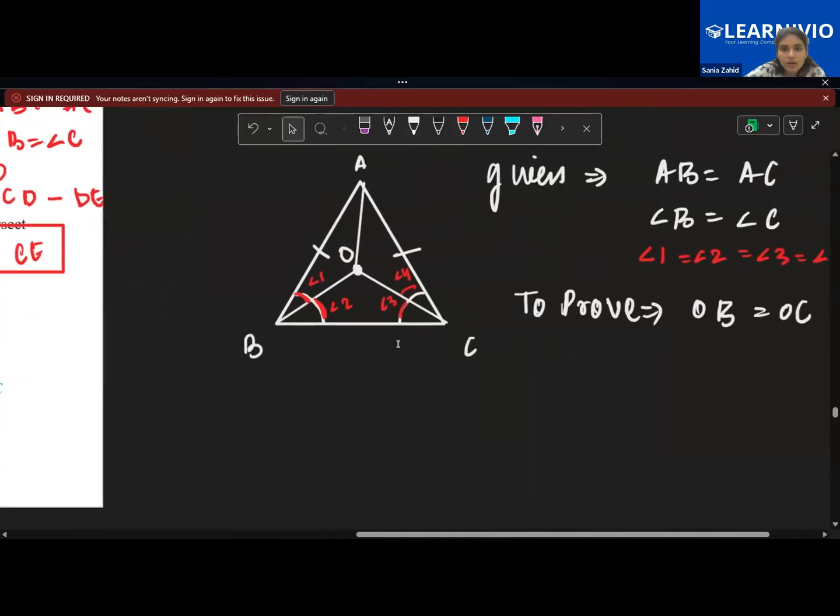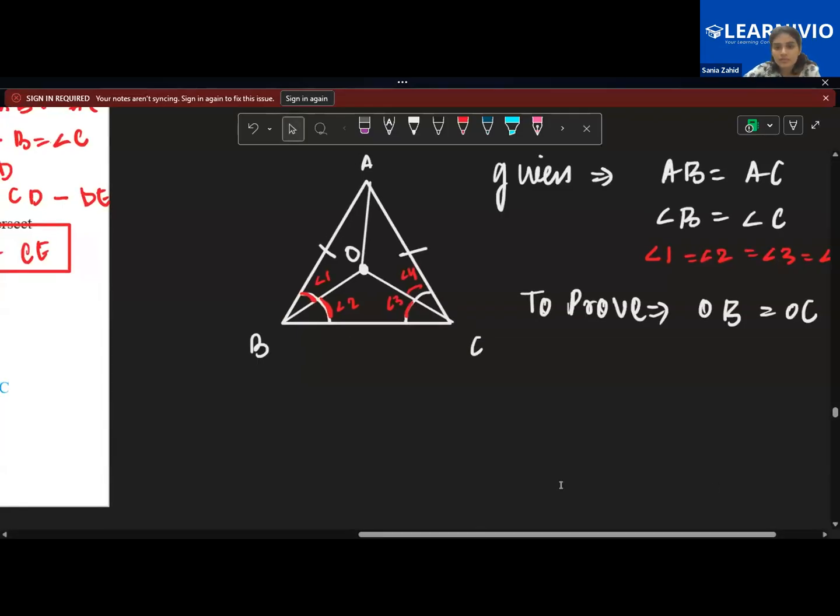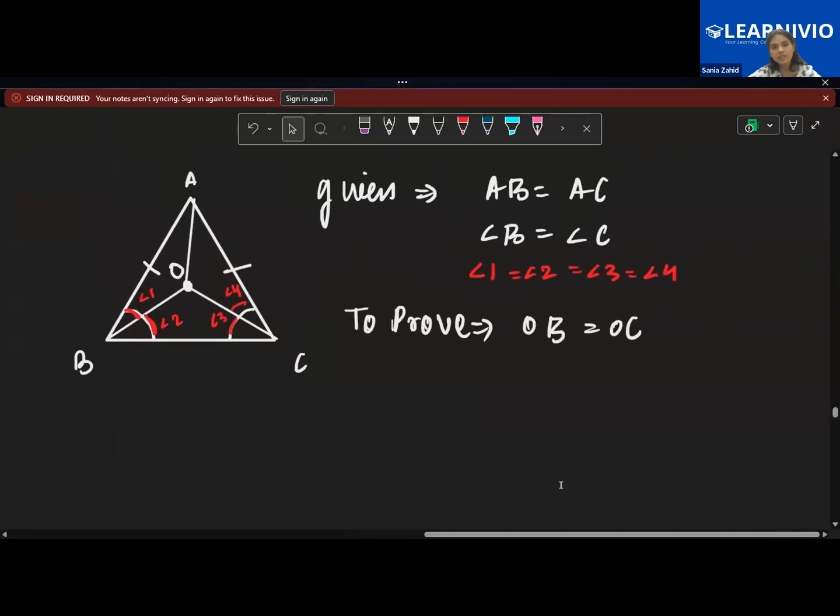Yeah. So children, now tell me which two triangles should I take? Tell me which two triangles should I take in order to prove OB and OC equal? Ma'am, you can take triangle AOB and BOC. Angle BOC and COA. BOC and COA. Triangle.